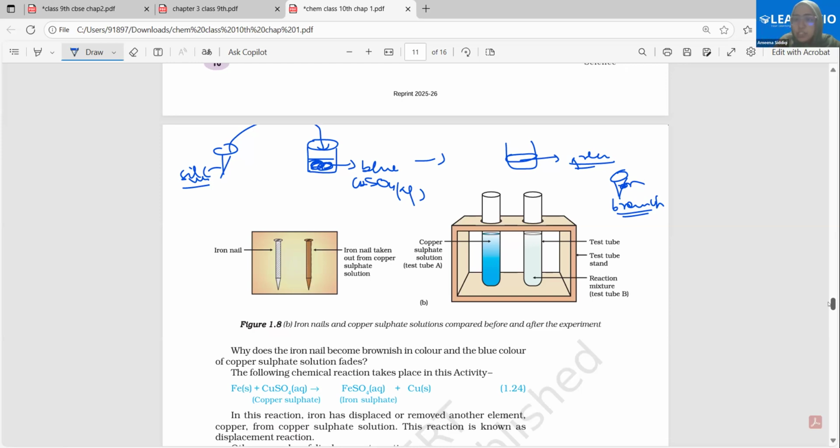My question is, why does the color of the nail change? There's no reaction happening on the nail. Is it because of rusting? Where is oxygen present there? No, rusting is a very slow process, right? It's not that fast.